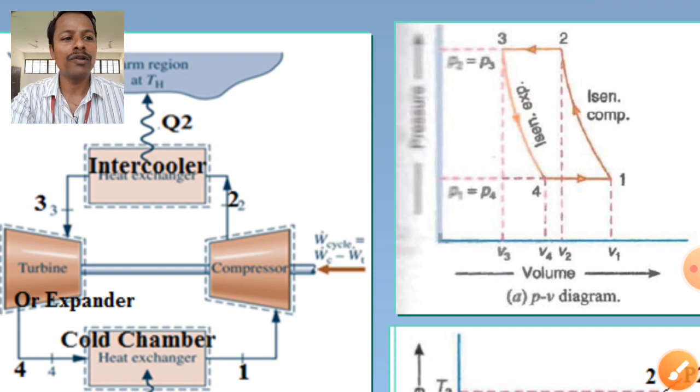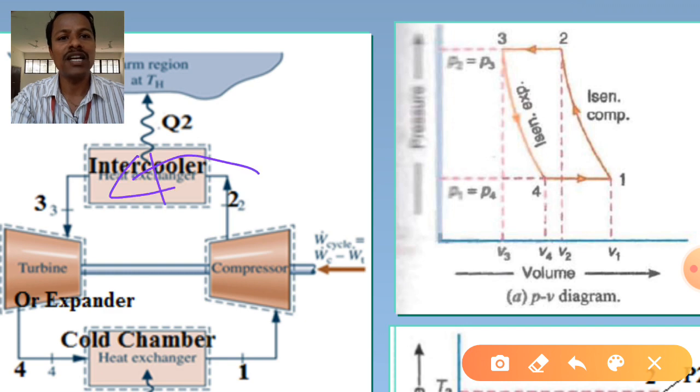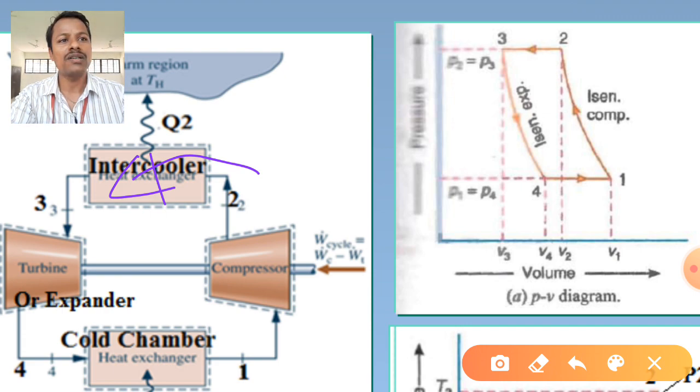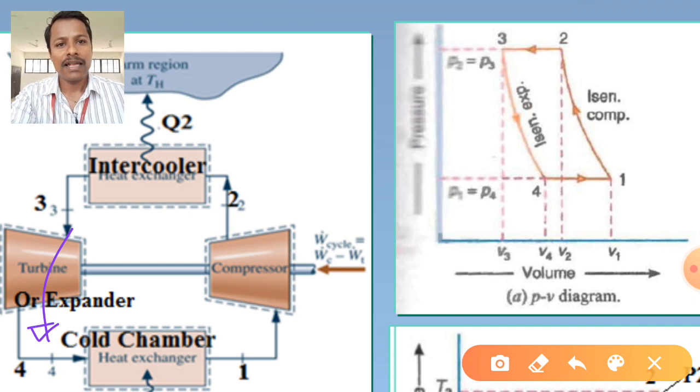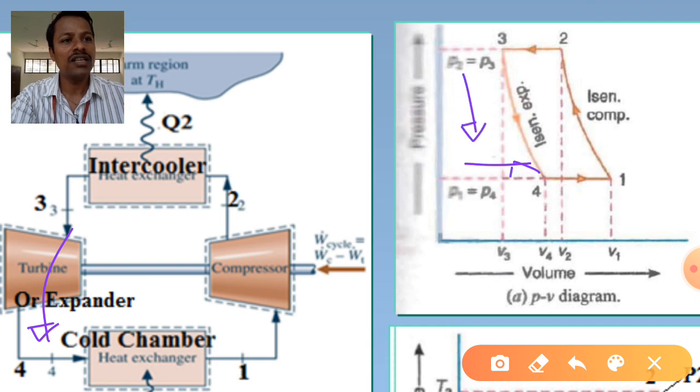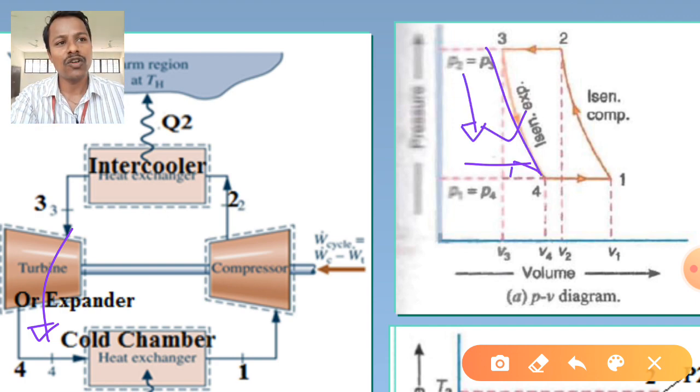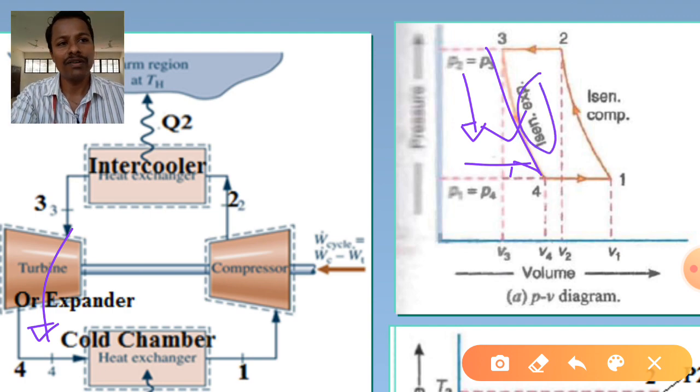Then 2 to 3. In the schematic diagram, 2 to 3 is the intercooling process where pressure is maintained constant, so P2 equals P3. A constant pressure line on the PV diagram is a horizontal line. Therefore, pressure P2 equals P3 in the Bell-Coleman cycle. Then 3 to 4 is expansion. During expansion volume increases and pressure decreases. This is the nature of the curve, but it is isentropic expansion, as shown on the PV diagram.